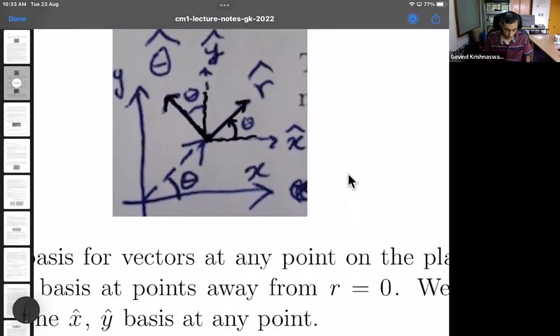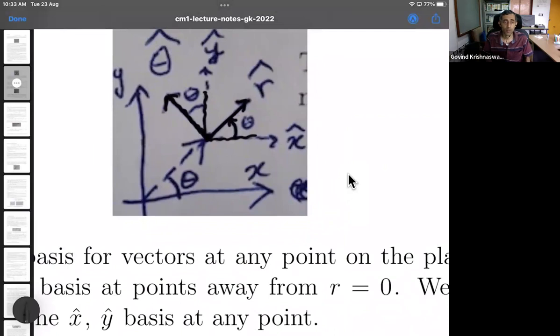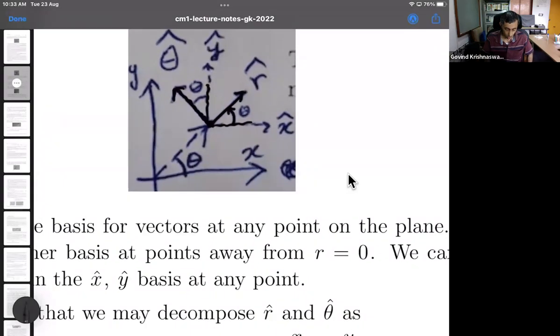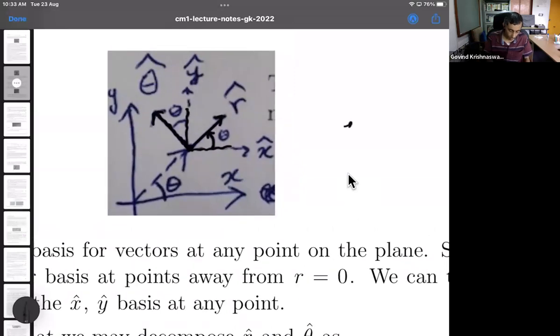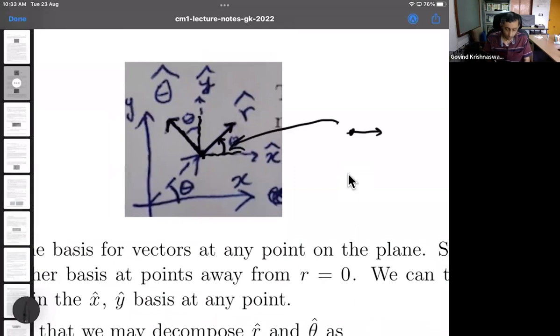Okay, now we made the geometric observation that while at every point x hat and y hat point in the same direction, that is not the case with r hat or theta hat, generally speaking. Yeah, so what I mean is that at a point, if I have my x hat vector and I parallel translate it to the point of interest, then it will coincide with the x hat vector at that point. Yeah, so I parallel translated there.